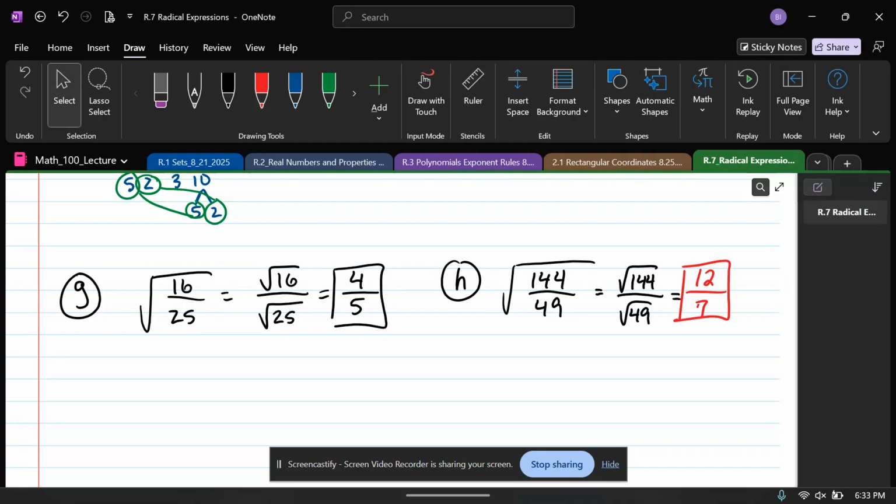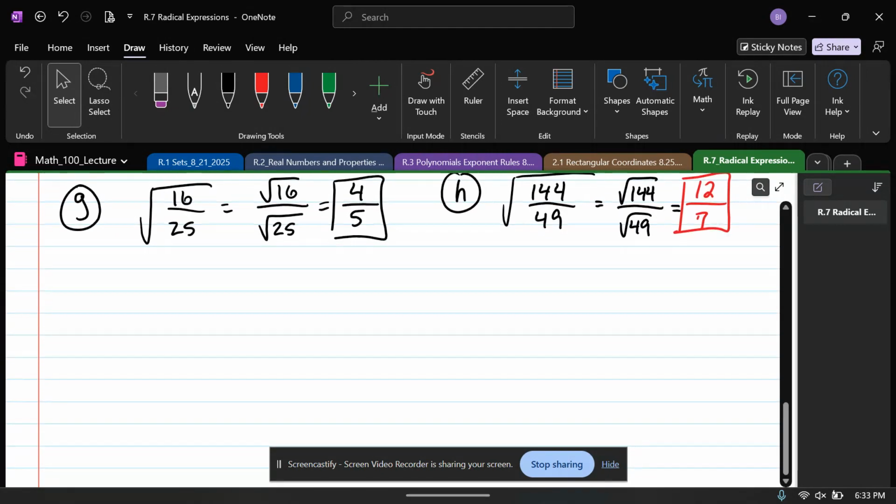Again, you want to know the ones up to 12 times 12. You really do want to know those. But anything past that, factor tree will work for you. Now, where it gets a little more interesting is when you have something that doesn't quite work as nicely.